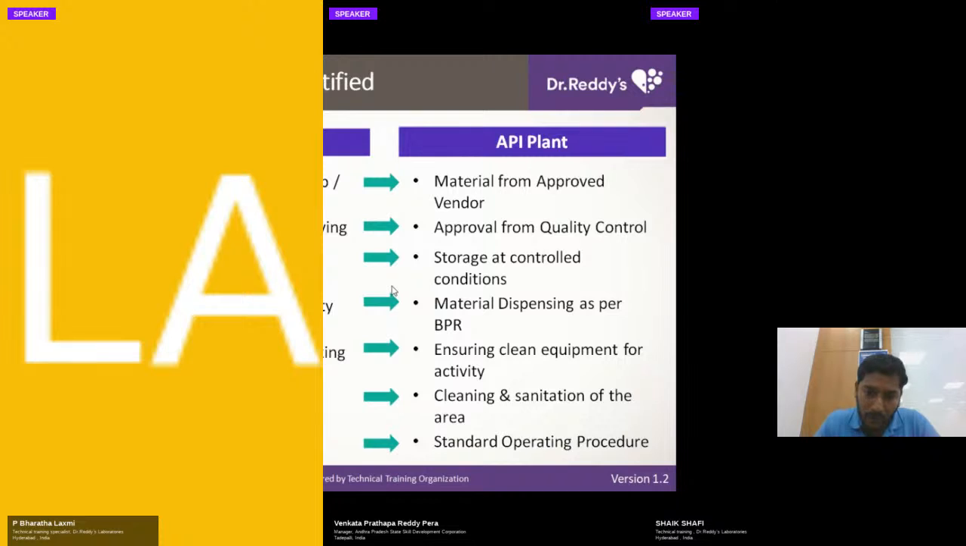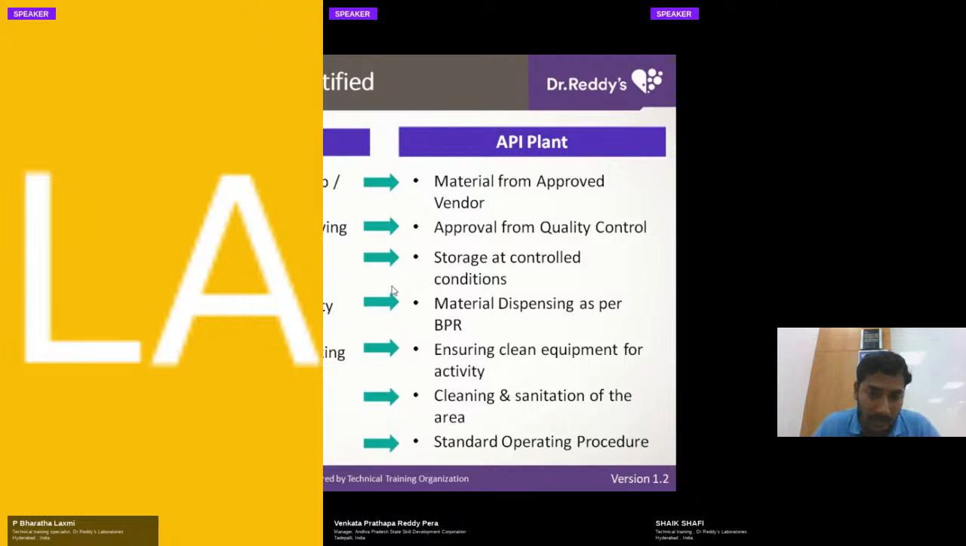Then in the kitchen, before cooking, we clean the utensils, whatever they may be. Before starting any operation, we clean. Here also, whatever equipment we are using in API manufacturing, we clean before starting the process. Do you know what will happen if you don't clean the utensils in cooking? There will be some previous material left, and that leads to contamination. Here also, if we don't clean the equipment before operation, there will be chances of contamination.